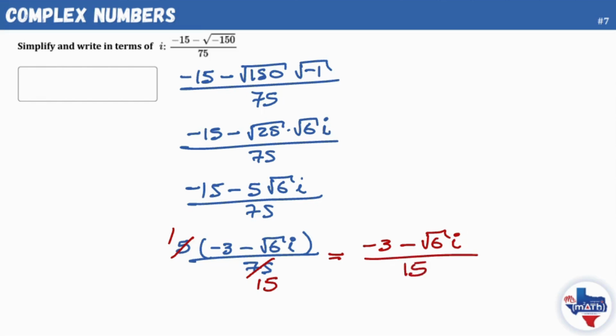Just a quick note, some textbooks would prefer this i to come at front. At the end of the day, we just know that that is an imaginary number, the base of the imaginary numbers, which is the root of negative 1.